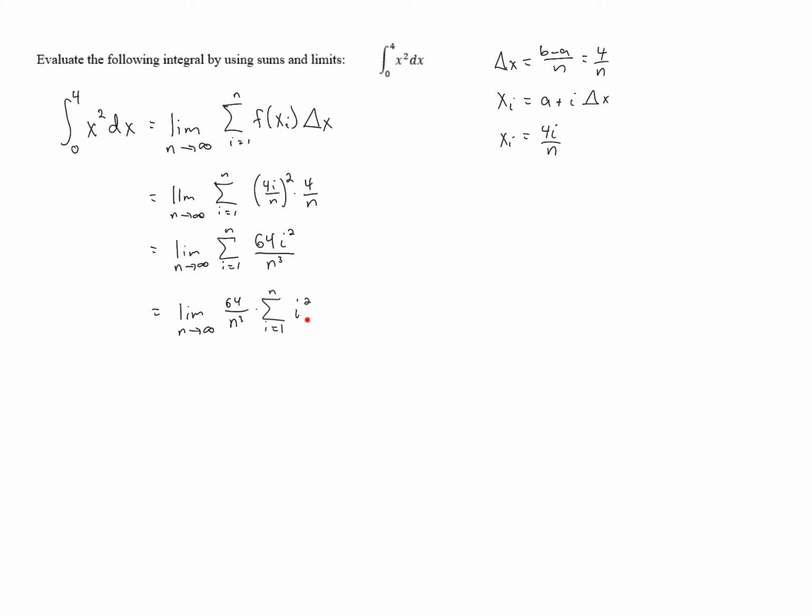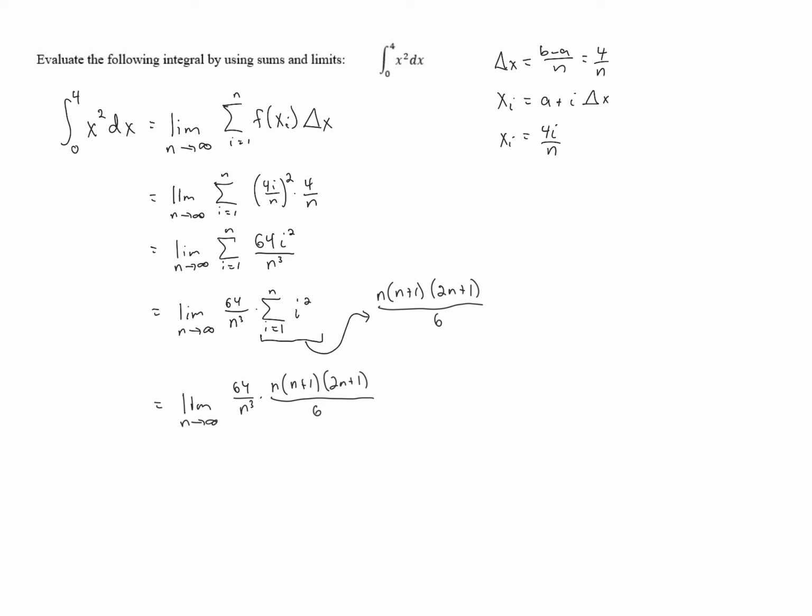Now, we had some formulas for sums like this that we saw in one of the videos. And if we are taking this particular sum, we know that it is equal to n times n plus 1 times 2n plus 1 all over 6. So if we make that substitution, then we've got 64 over n cubed times n times n plus 1 times 2n plus 1 all over 6.